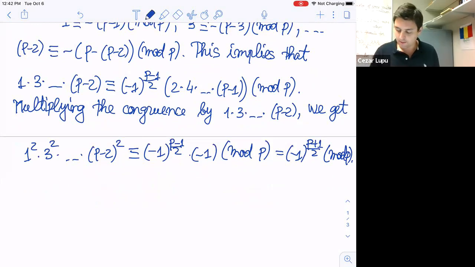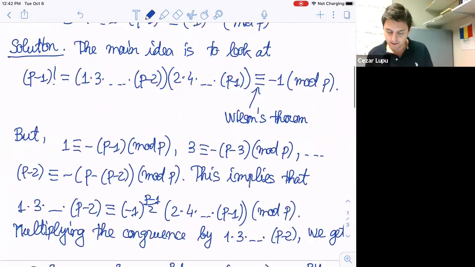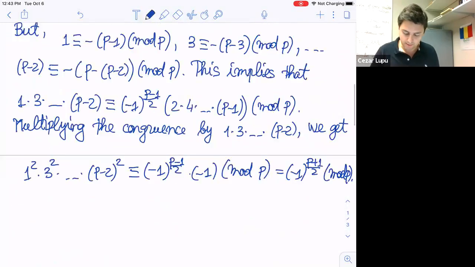All right, so that's the first part. The second part I'll leave to you as an exercise. The second part is the same thing.